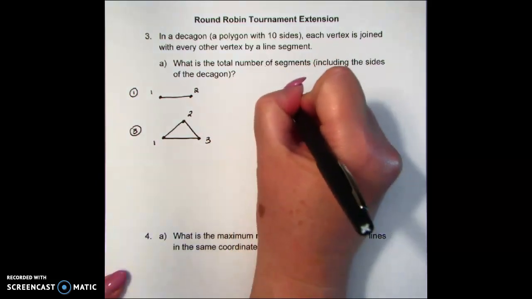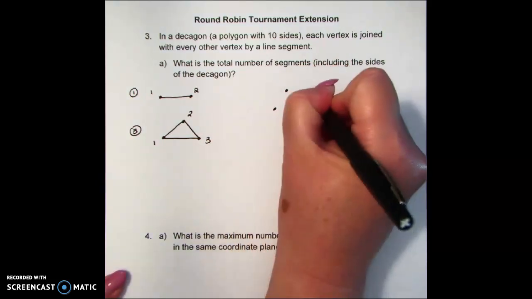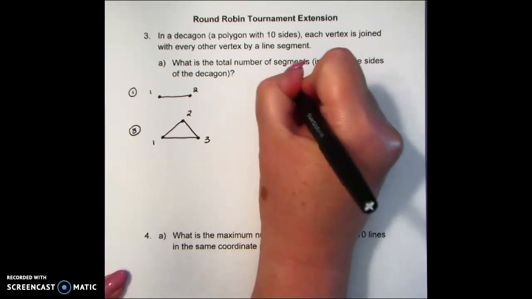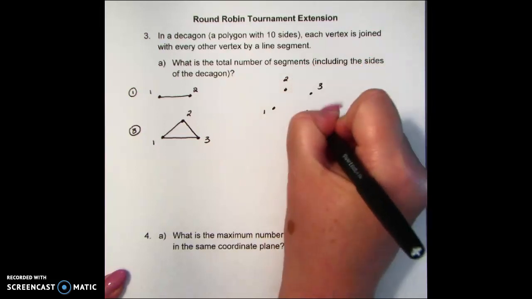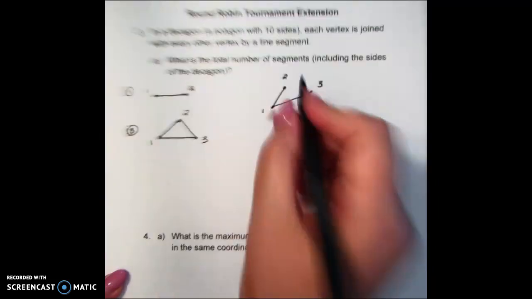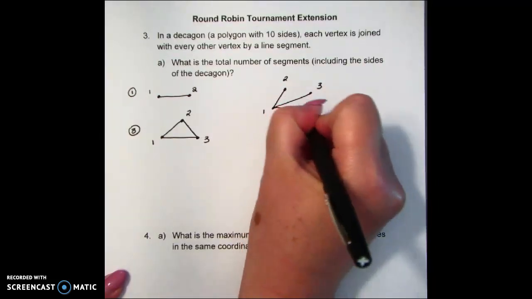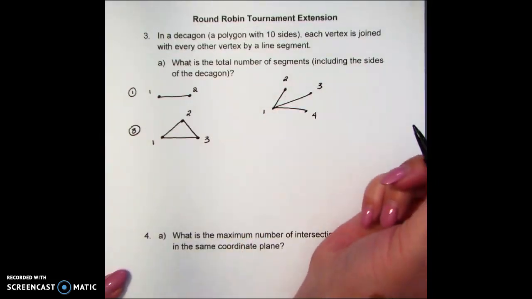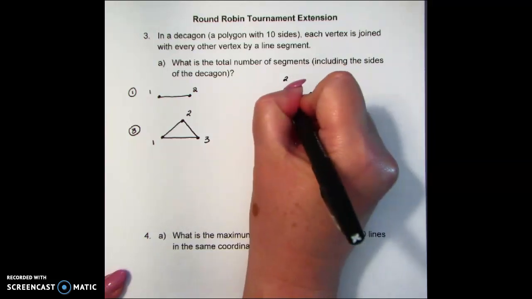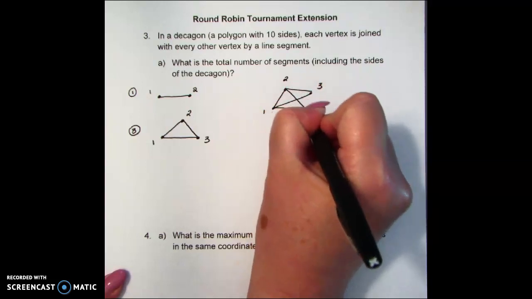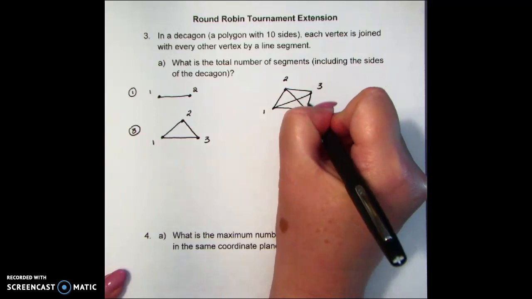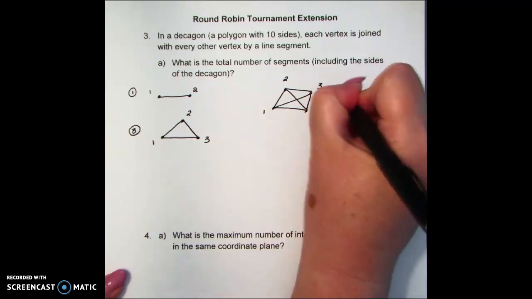If we looked at 4 points, making it a quadrilateral, so I have 4 vertices, we can have 1 connect to 2, 1 connect to 3, and 1 connect to 4. So that's 3 lines so far. Now, I don't want to repeat this one, so I could have 2 connect to 3 and 2 connect to 4. So that's a total of 5 segments. And then 3 connected to 4 would give us 6 segments right there.